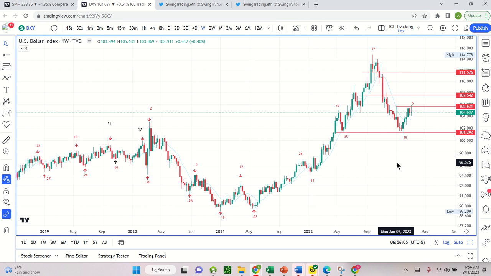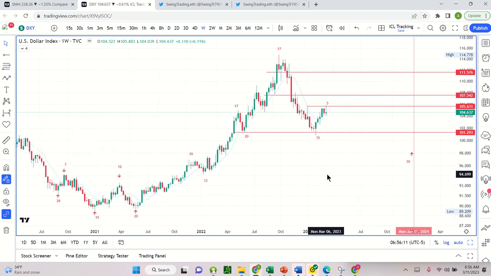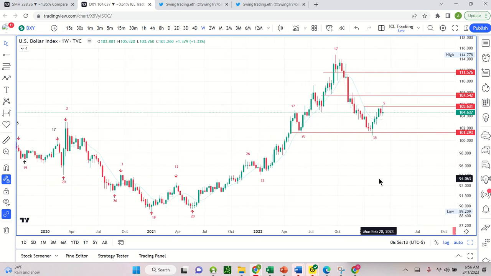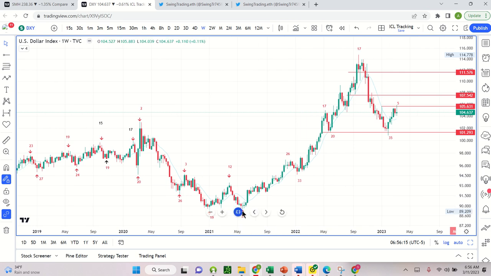But there's a lot of numbers between like 5 weeks and 17 weeks. We could run for 12, for instance. So this is going to be really interesting to watch, especially because of its correlation with the equity markets.